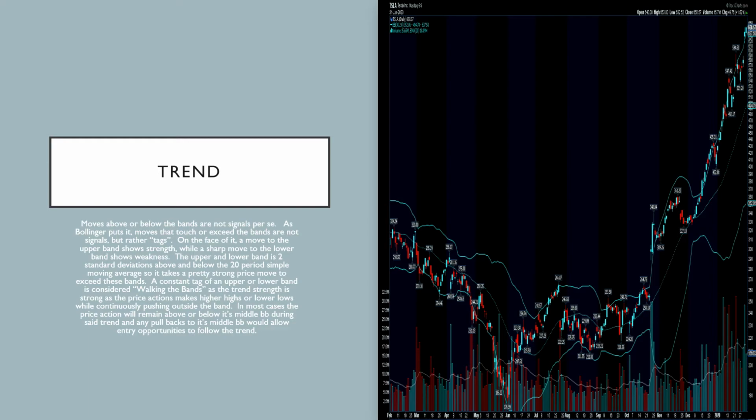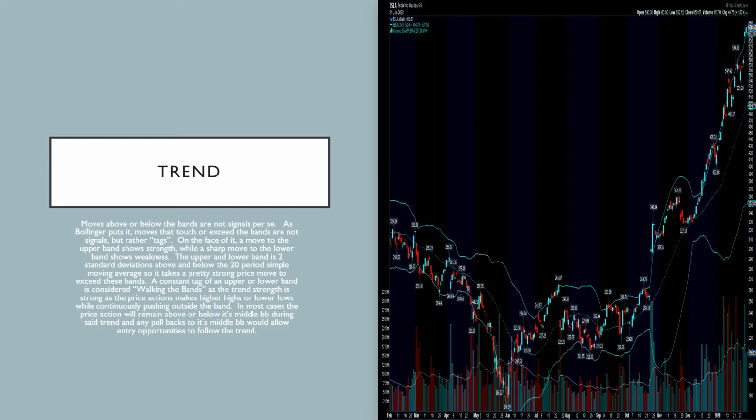A constant tag of an upper or lower band is considered walking the bands. The trend strength is strong as the price action makes higher highs or lower lows while continuously pushing outside the band. In most cases, the price action will remain above or below its middle Bollinger Band during said trend, and any pullbacks to its middle Bollinger Band would allow entry opportunities to follow the trend.